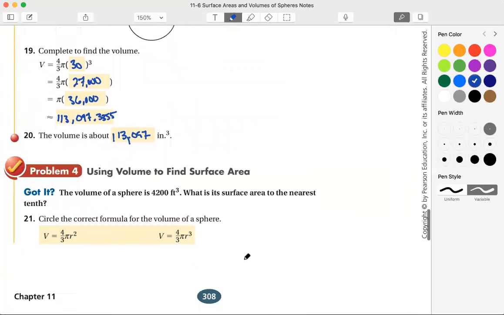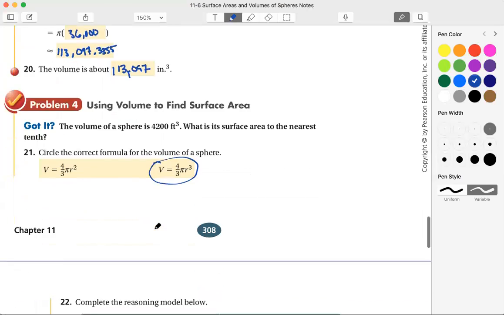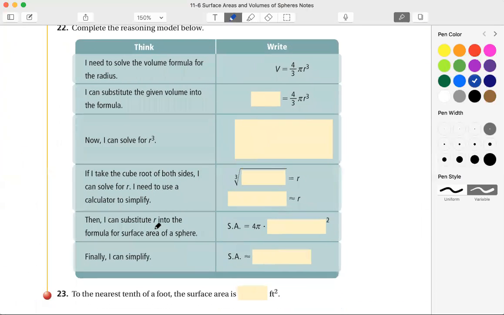If I know the volume is 4,200 cubic feet, what is the surface area? The volume of a sphere is this. We know the volume is 4,200. The first thing we're going to do is solve for r cubed. So 4,200 equals 4/3 pi r cubed. We're going to multiply both sides by the reciprocal.